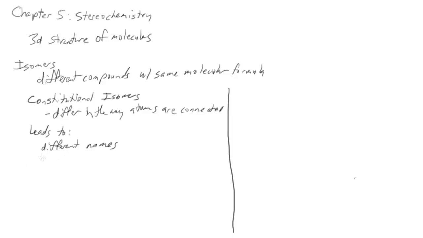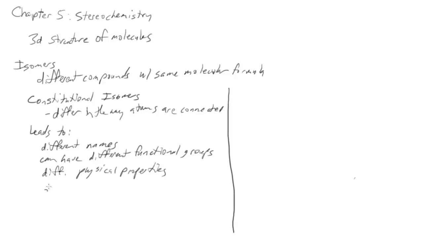They can have different functional groups. And they will have different physical properties. And they'll have different chemical properties. An example of that might be something like ethyl methyl ether versus propanol. Those are two constitutional isomers that are both C3H8O.